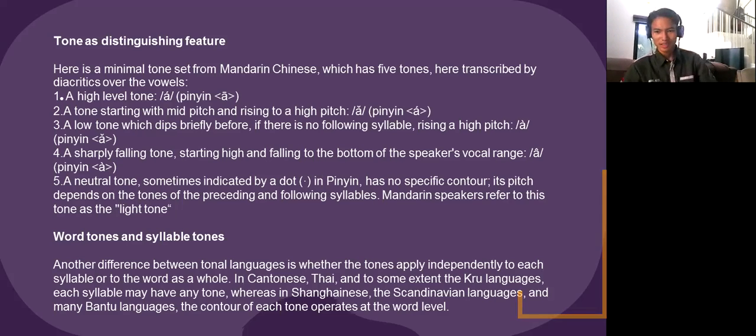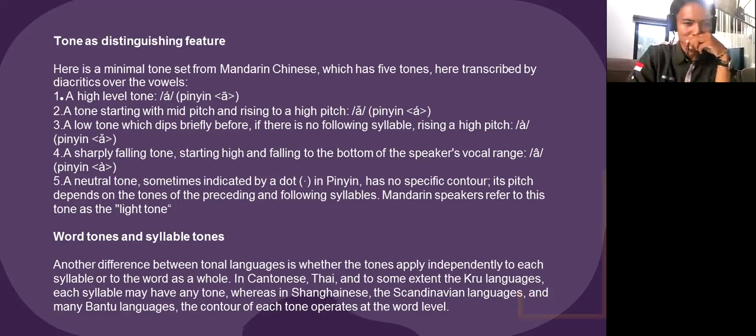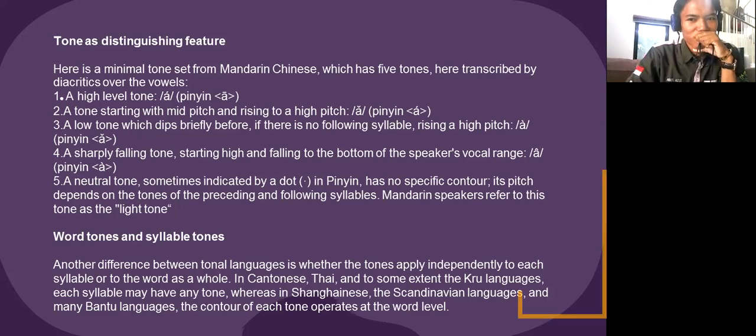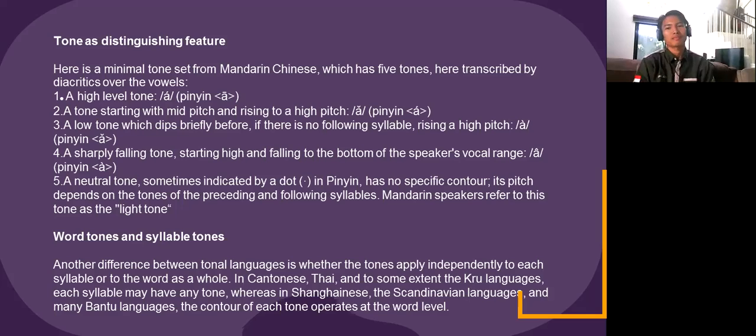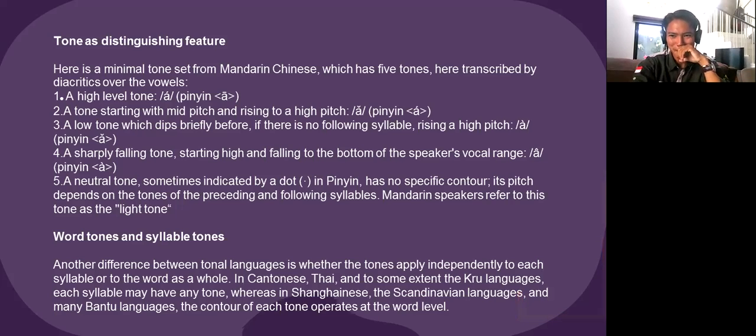For the next, you can read by yourself. And the next point is about word tone and syllable tone. Another difference between tonal languages is whether the tone applies independently to each syllable or to the word as a whole. In Cantonese and Thai, each syllable may have any tone. In Scandinavian languages and many other languages, the contour of each tone operates on the word.